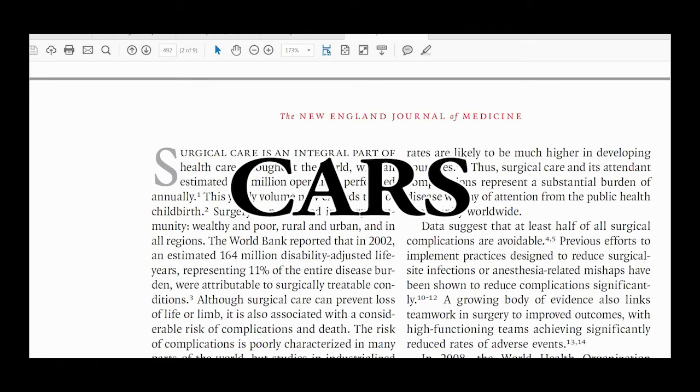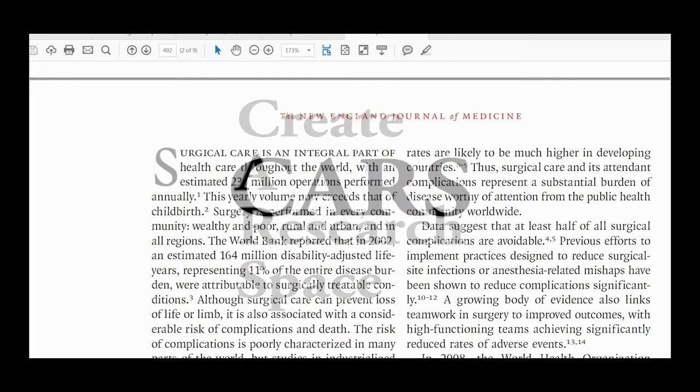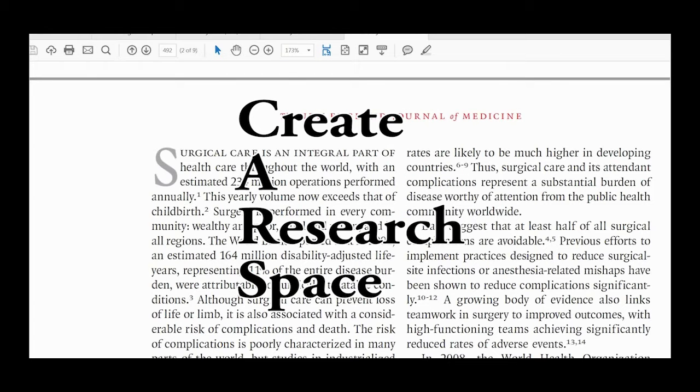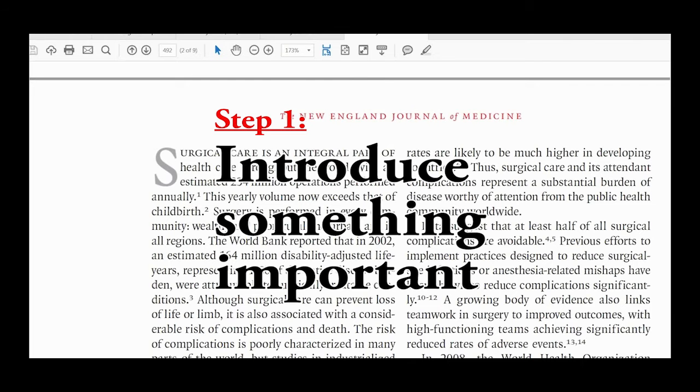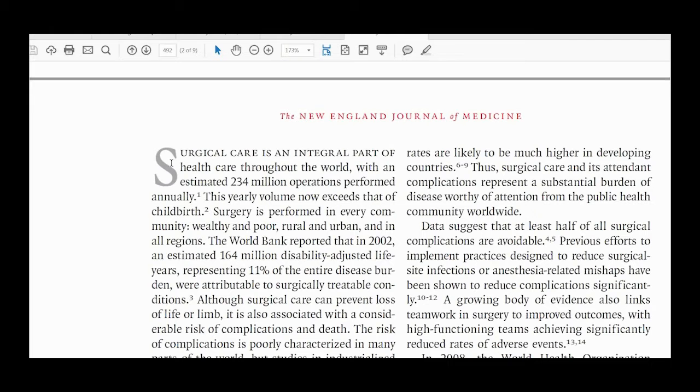The acronym that is used to describe this is CARS, create a research space, and we're going to be talking about the specific moves that involves. So the first move is to say something is important to the community which you're approaching. In this case, they're talking about surgery and the importance of it, how often it happens, how it happens all around the world. "Surgical care is an integral part of healthcare throughout the world, with an estimated 234 million operations performed annually. This yearly volume now exceeds that of childbirth. Surgery is performed in every community, wealthy and poor, rural and urban, and in all regions."